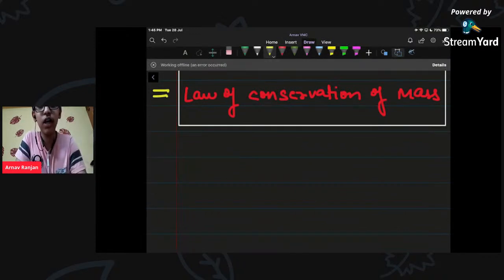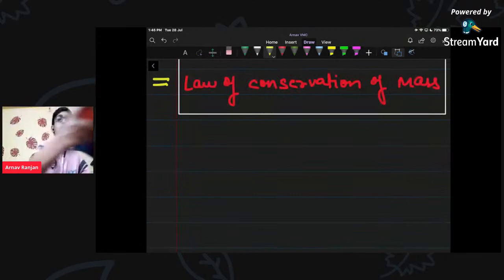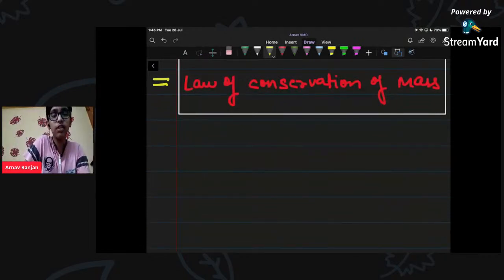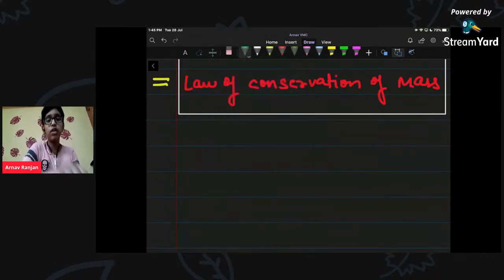Let's first write something about it. So what is law of conservation of momentum? It states that a mass can neither be created nor be destroyed in a chemical reaction. So it's a very important fact. So I will just write it down. A mass can neither be created nor be destroyed in a chemical reaction.